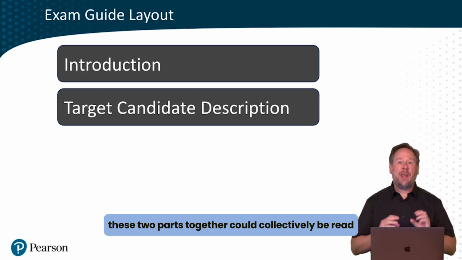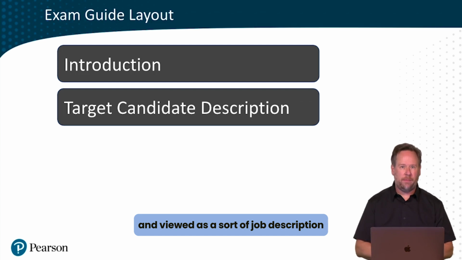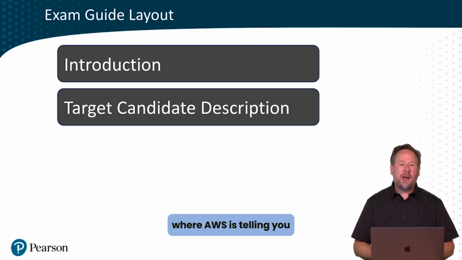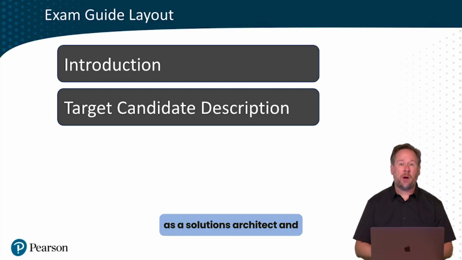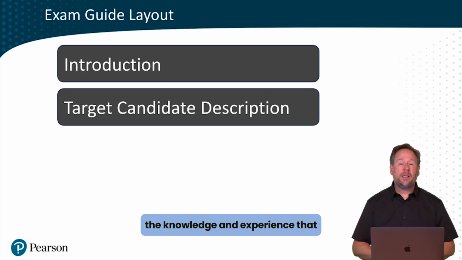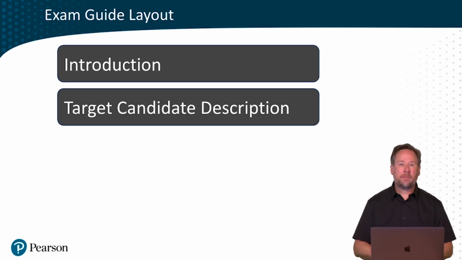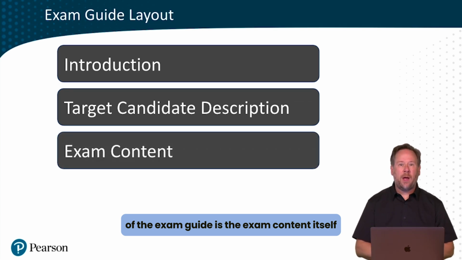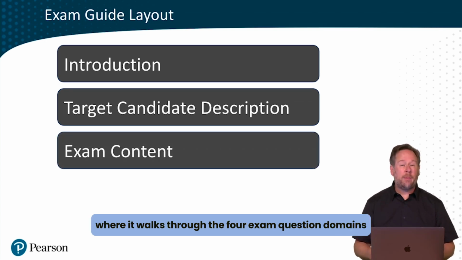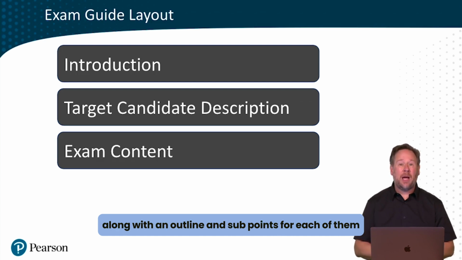These two parts together could collectively be read and viewed as a sort of job description, where AWS is telling you the types of tasks that you would perform as a solutions architect and the knowledge and experience that you need to have in order to qualify for that job or pass the exam. The third part of the exam guide is the exam content itself, where it walks through the 4 exam question domains along with an outline and subpoints for each of them.